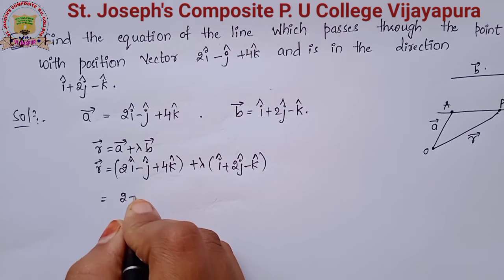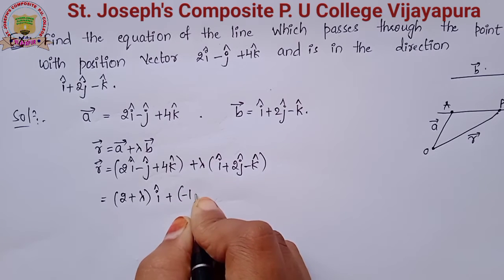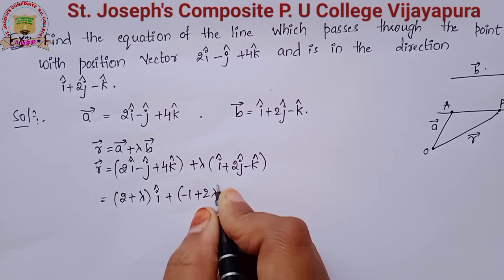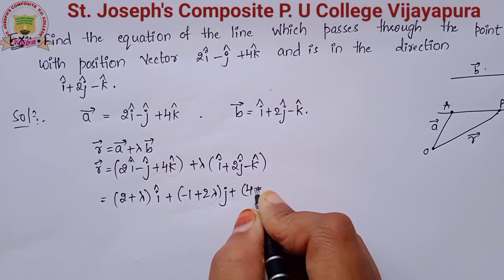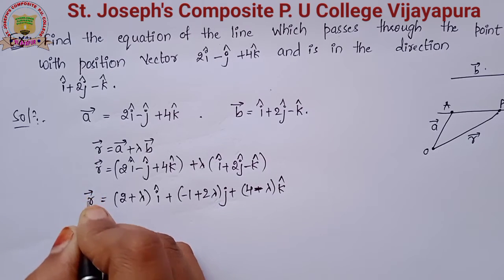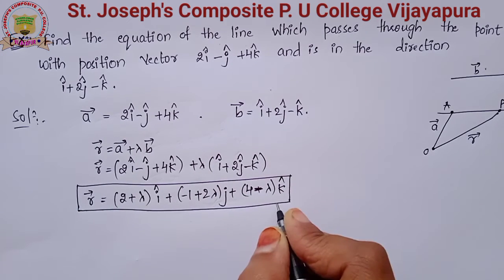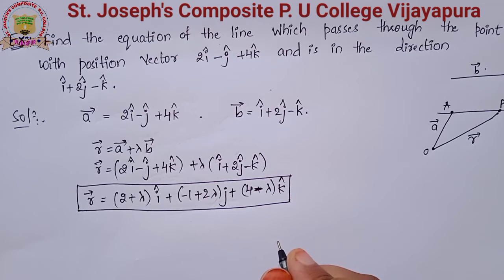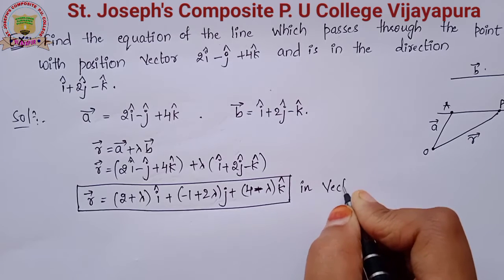So it becomes (2 + lambda) i cap plus (-1 + 2 lambda) j cap plus (4 - lambda) k cap, which is our required equation of the line in vector form. In the same way, now we will find the equation of the line in Cartesian form. This is the required equation of the line in vector form.